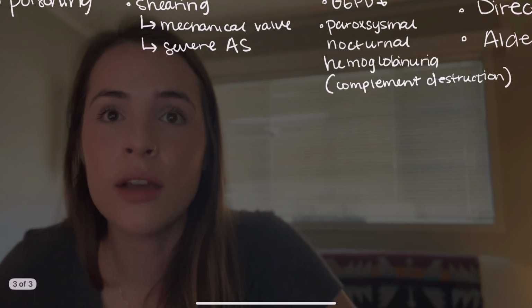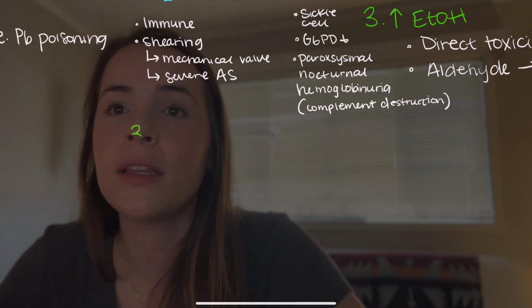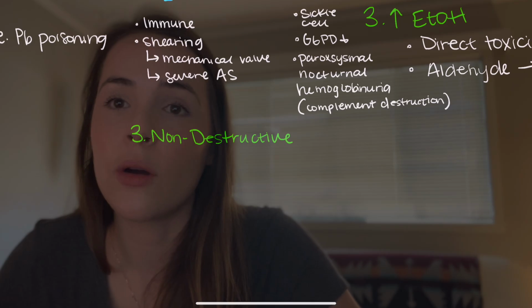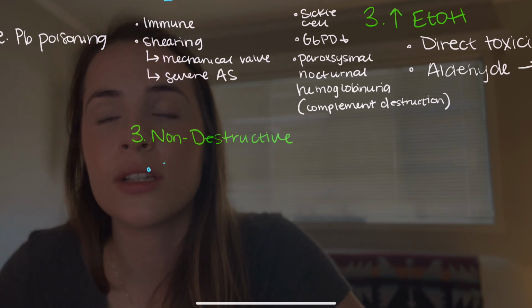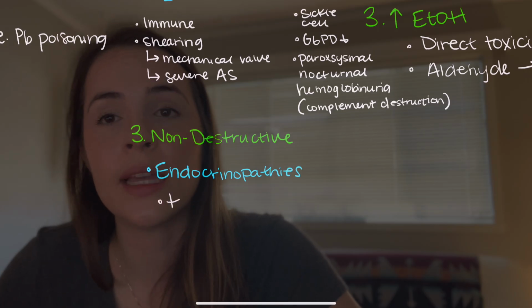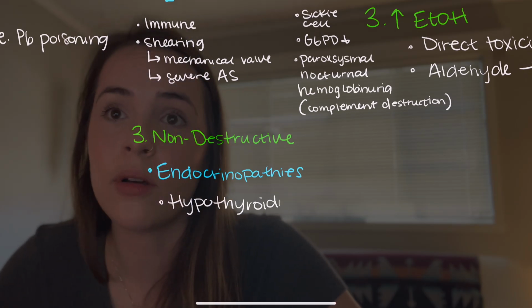And then there's also non-destructive processes that are typically from early in the microcytic or macrocytic process, or an endocrinopathy such as low TSH or low EPO, so in chronic kidney disease, for example.